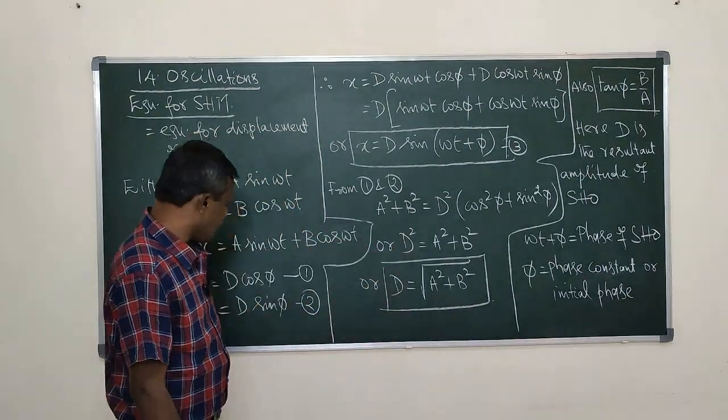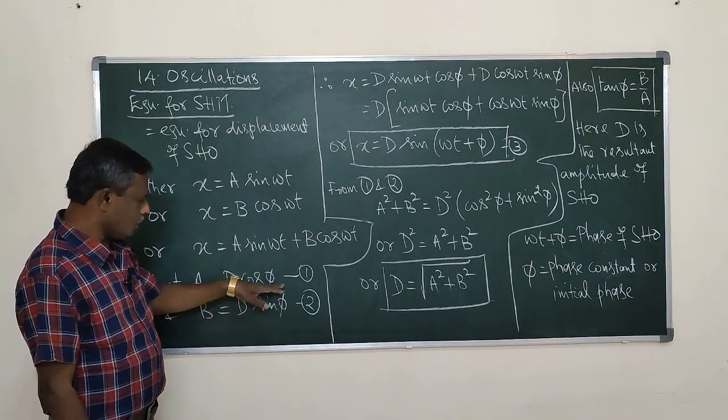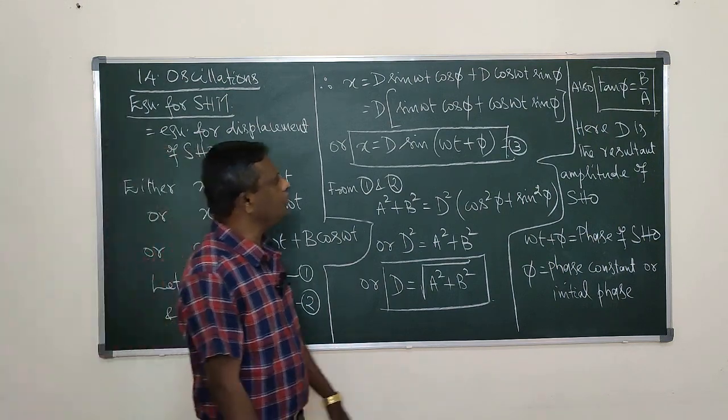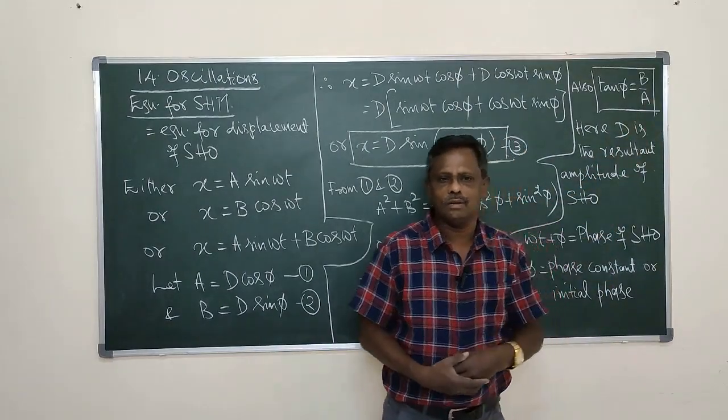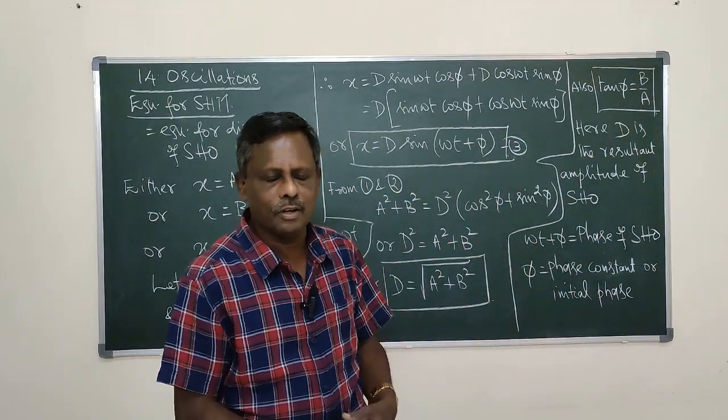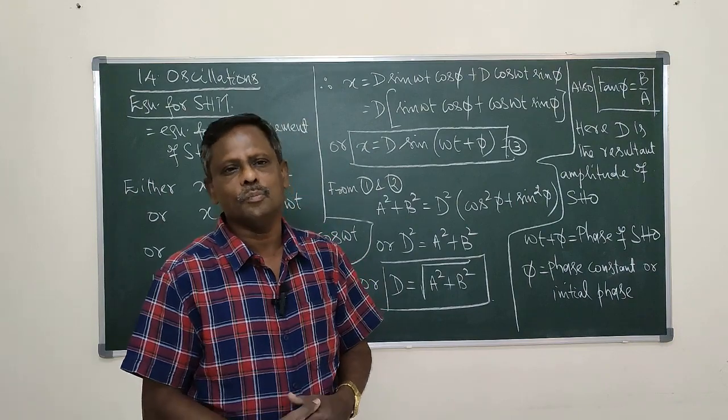And the phase we can calculate. Equation 2 divided by 1 gives sin phi by cos phi, which is tan phi. Tan phi equals b by a. So using this equation, we can also calculate the phase constant, or initial phase, of the simple harmonic oscillator.